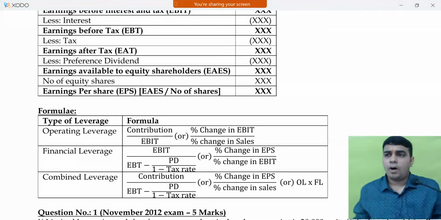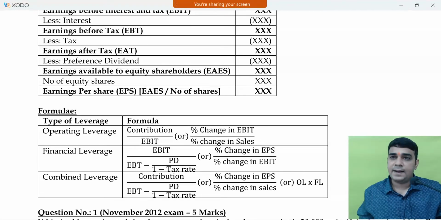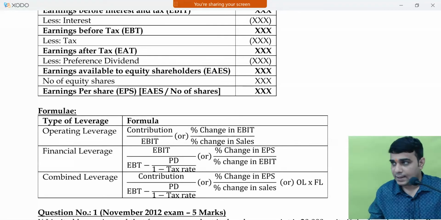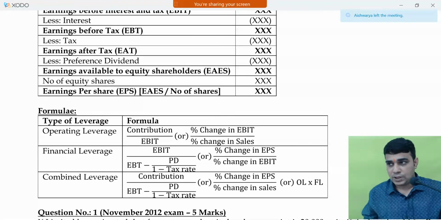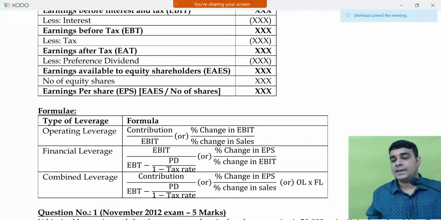Your operating leverage is going to measure how much the EBIT is going to change with the change in sales. If sales go up by 10%, EBIT may go up by 20%. It can even be double of that. That change is measured through operating leverage. The formula for that is contribution by EBIT, or percentage change in EBIT by percentage change in sales.